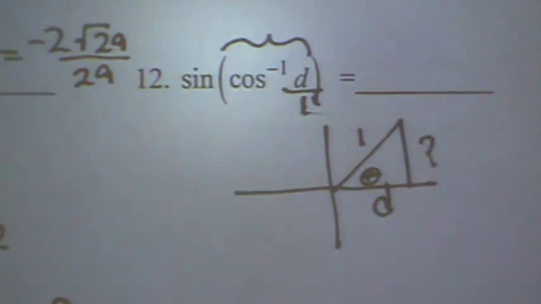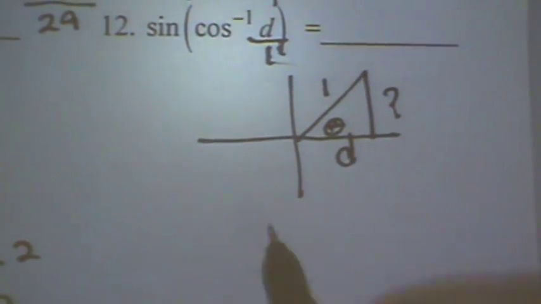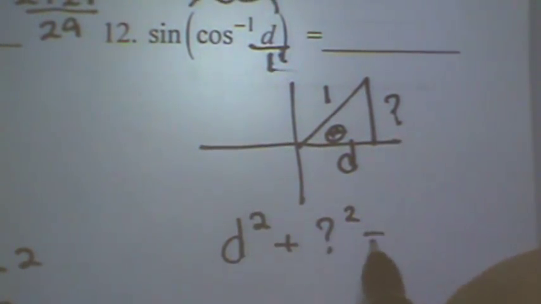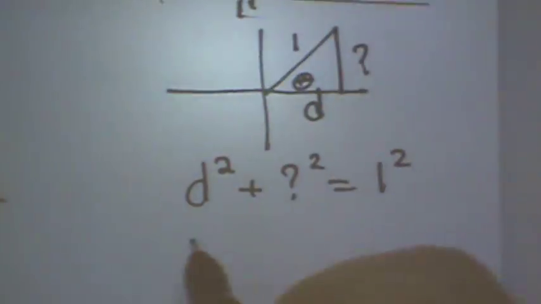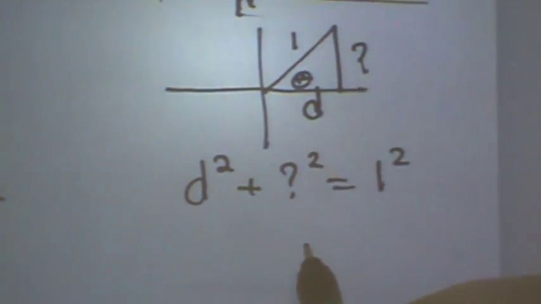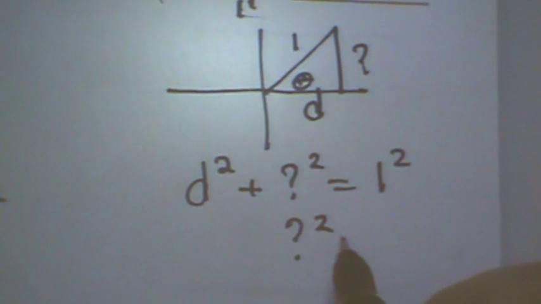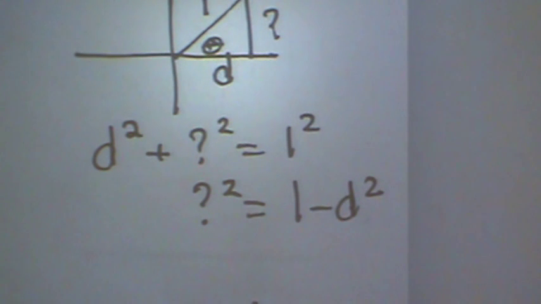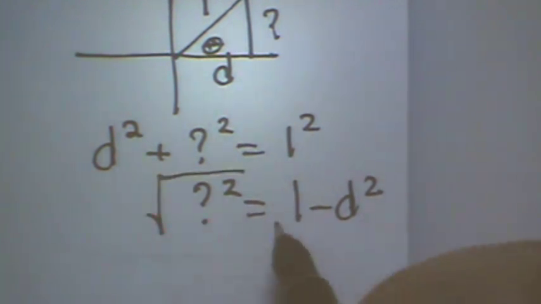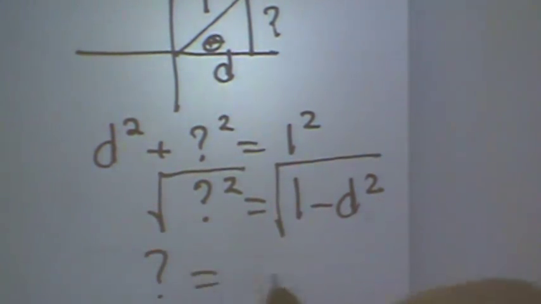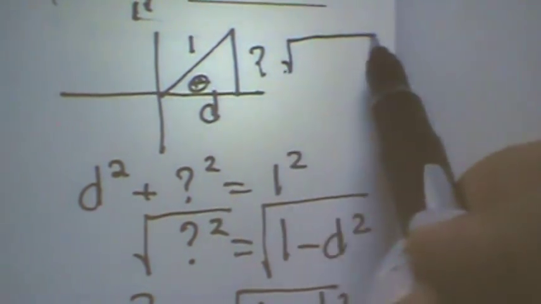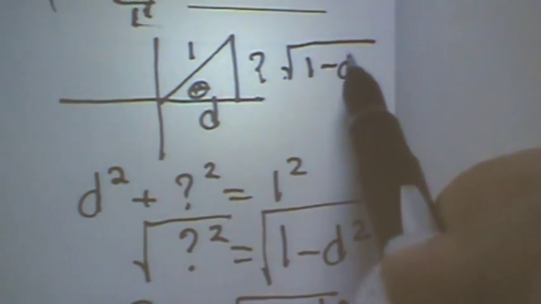What is the y value? So what are you gonna do? You're gonna do D squared plus question mark squared is equal to 1 squared, right? Okay? So what is question mark squared? It's 1 minus D squared, because I brought this over. And what is question mark by itself? It's root 1 minus D squared. So this side right here is the square root of 1 minus D squared.